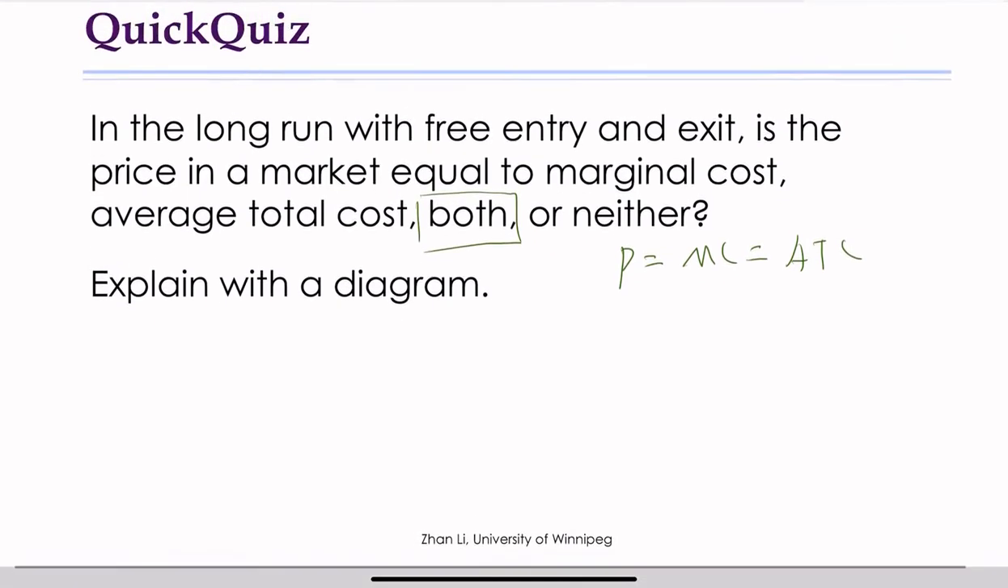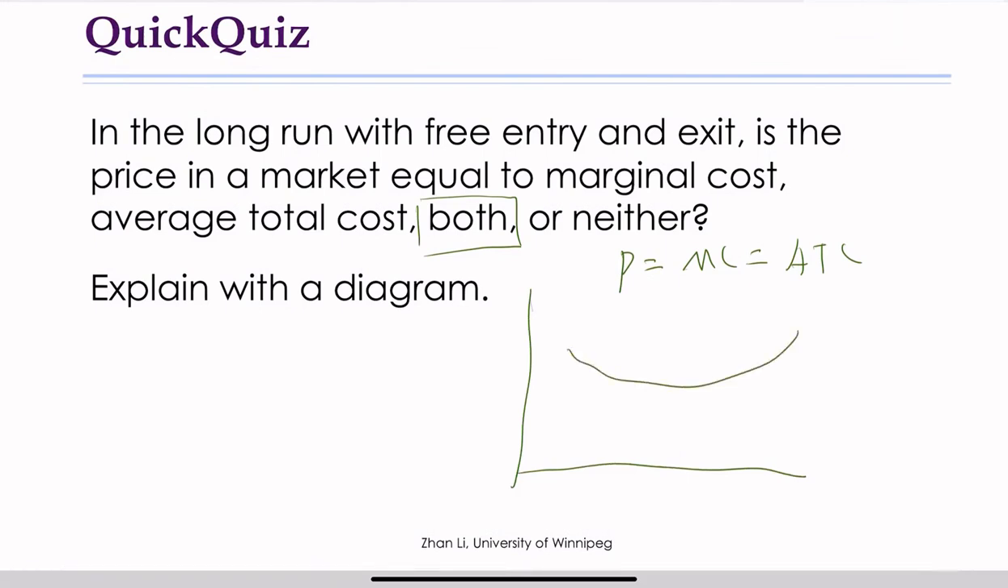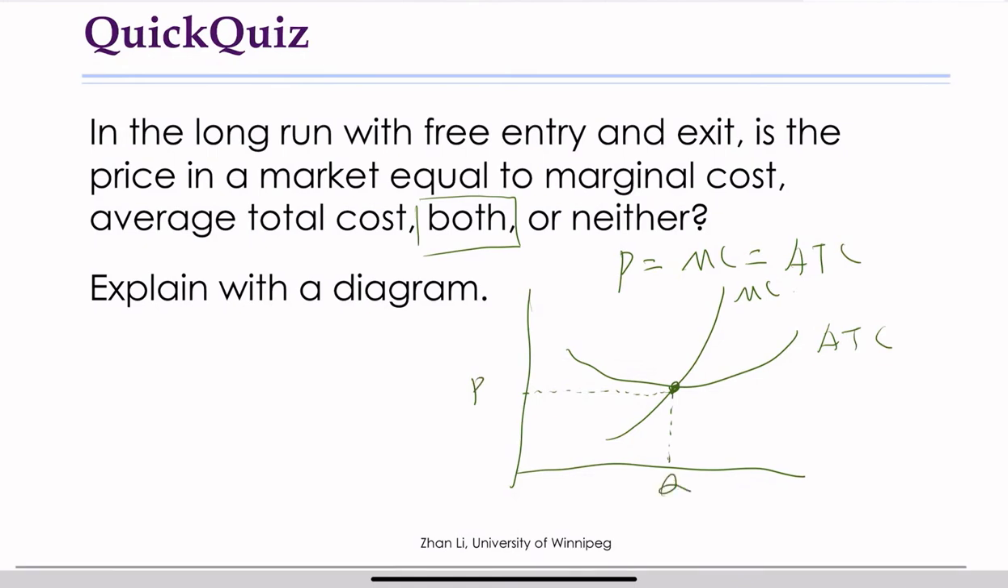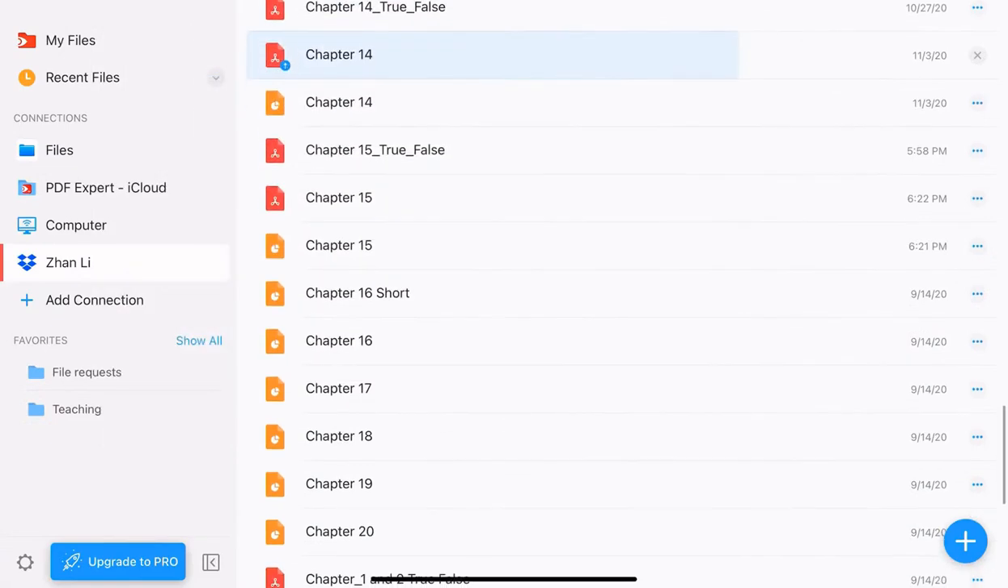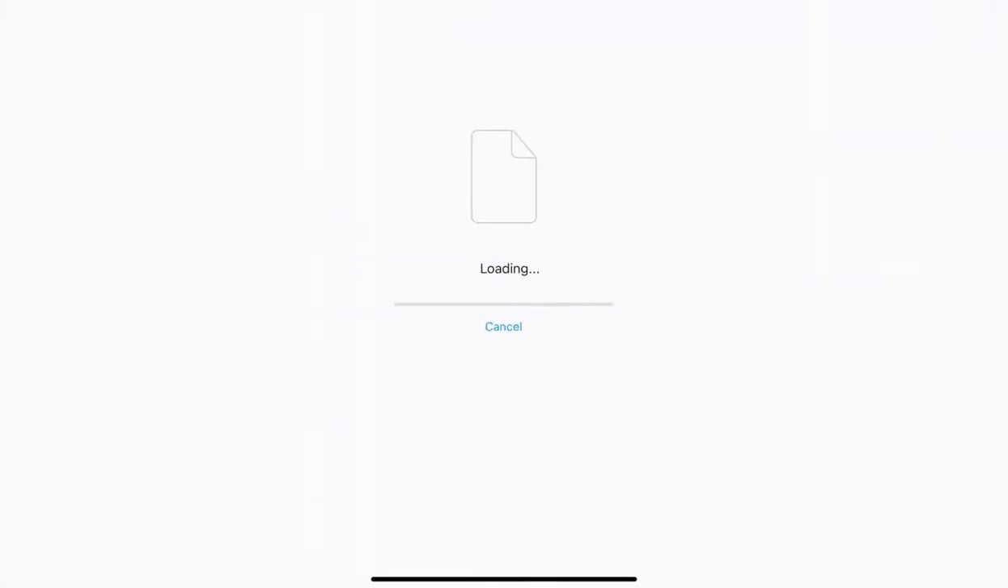Explain with the diagram. Well, you have the ATC here, and you have the marginal cost here, and we know that from the last chapter, right? We know that marginal cost always intersects the ATC curve at its lowest point, and then price will be equal to the minimum point of the ATC curve, and then quantity will be determined by this point. Right? Okay, great. Now let's look at several true-false questions.